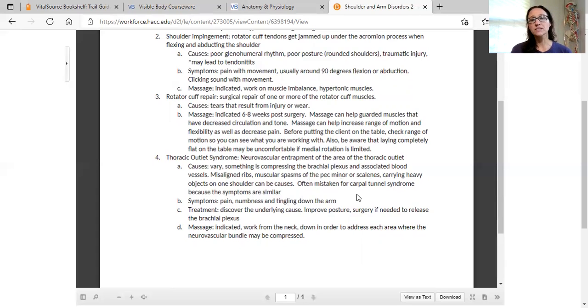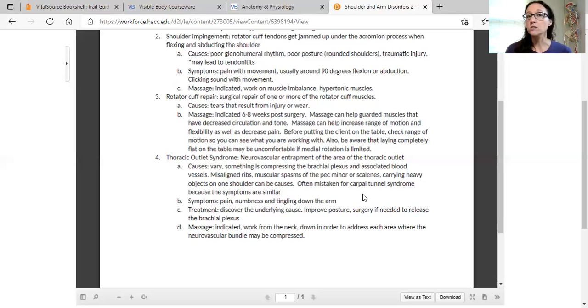It is often mistaken for carpal tunnel syndrome because, as I mentioned in a previous video, if you have numbness and tingling down to the hand, the immediate thought is, oh no, that's carpal tunnel, because a lot of people are familiar with carpal tunnel symptoms: pain, numbness, and tingling in the hands. Well, that doesn't necessarily mean that it is true carpal tunnel syndrome. It could be coming from way up in the neck or in the shoulder.